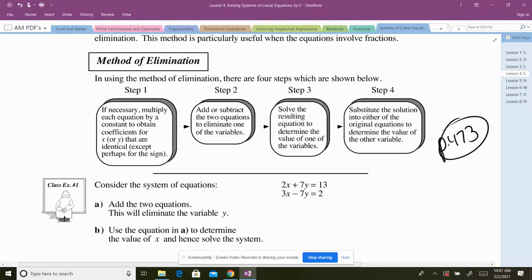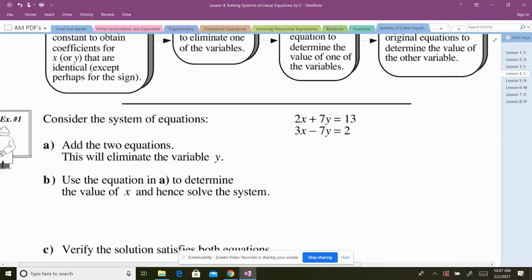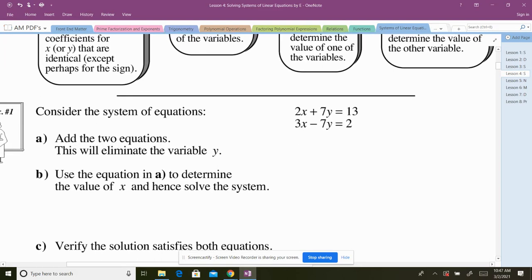2x plus 7y is equal to 13. 3x minus 7y is equal to 2. What do you want to do? Okay, so the point here is no matter what you do, you're going to generate fractions, right? Because we don't have a variable that has a 1 in front of it.